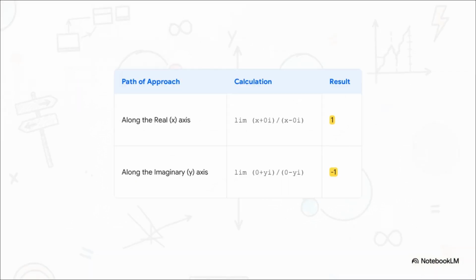And this is the perfect function to show what we mean. We're looking at z conjugate divided by z as we approach 0. So let's try our first path, coming in along the real horizontal axis. The result, +1. Okay, but now let's try a different path. Let's come down the imaginary vertical axis. And what do we get?